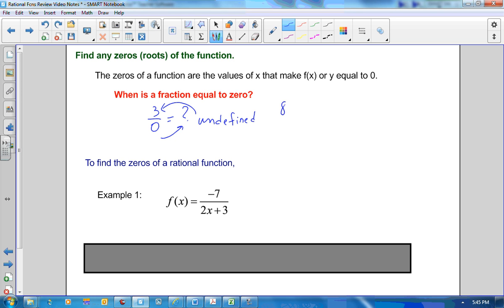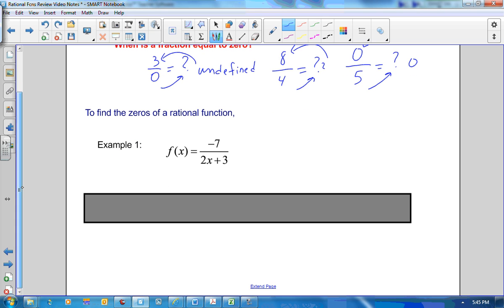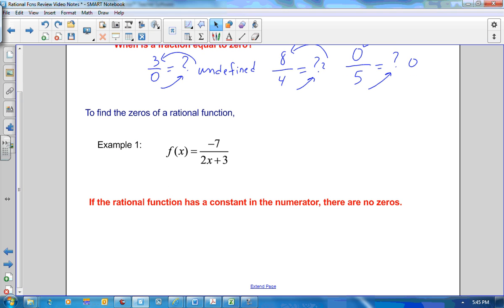I know that if I have something like 8 divided by 4, that equals 2 because 4 times 2 gives me 8. Let's look at what happens when there's a 0 in the numerator. So what can I multiply 5 by to obtain 0? And the answer is 0. So to find the zeros of a rational function, I simply have to set the numerator equal to 0.